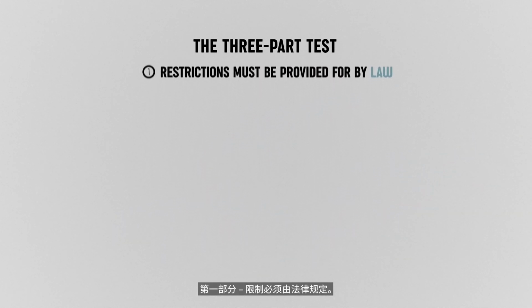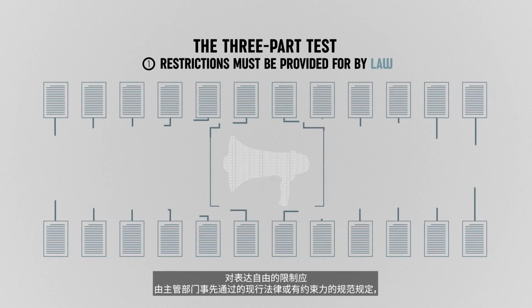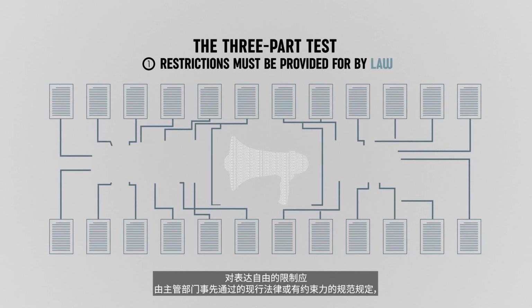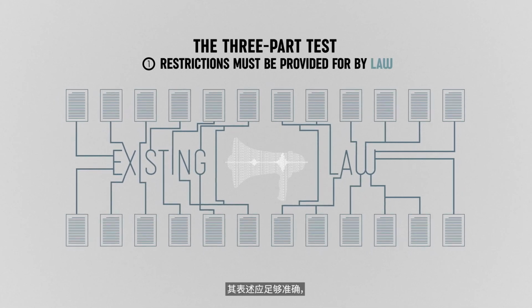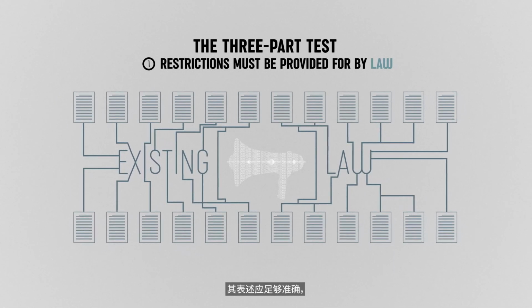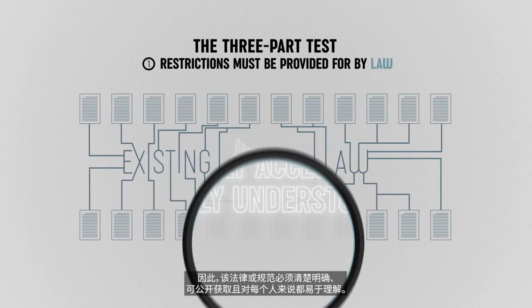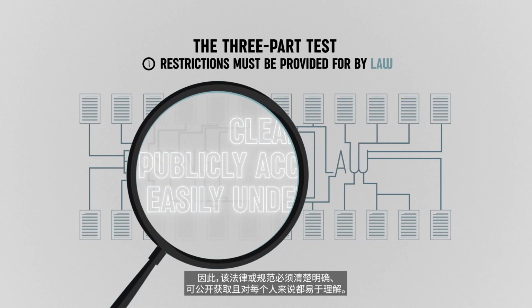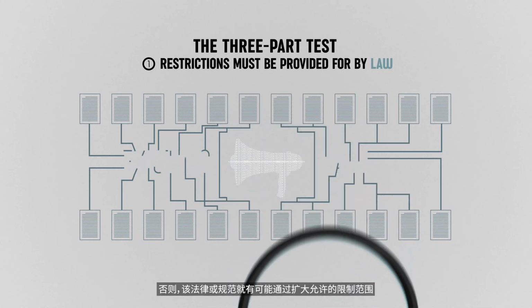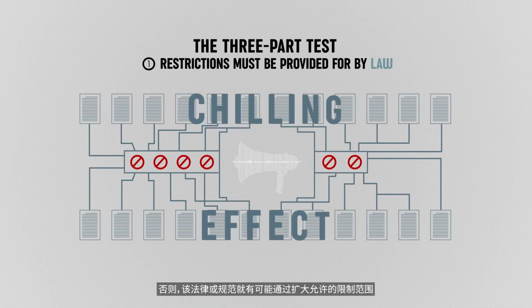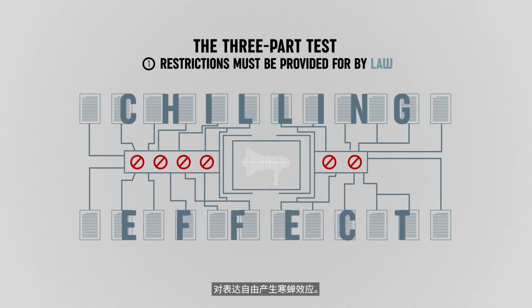Part 1. Restrictions must be provided for by law. A restriction to freedom of expression should be provided for by a prior existing law or binding norm, adopted by competent authorities, and which is formulated with sufficient precision to enable citizens to regulate their conduct accordingly. The law or norm must therefore be clear, publicly accessible, and easily understood by everyone. Otherwise, it would risk having a chilling effect on free speech by broadening the scope of permissible restrictions.